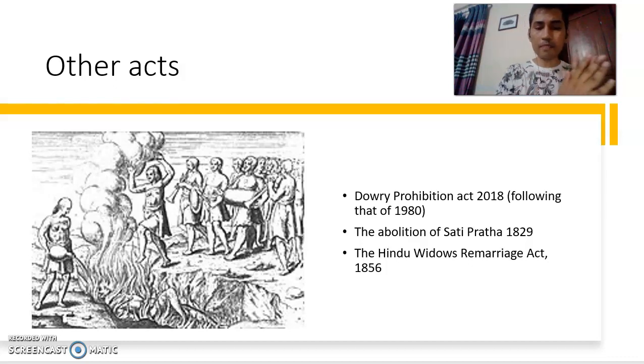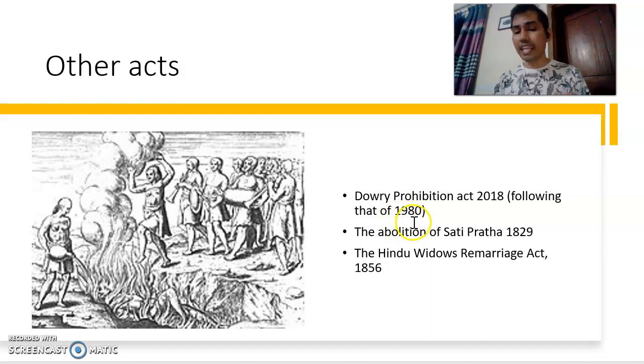So what is the other act that says the same thing? For example, the Dowry Prohibition Act, যৌতুক নিরোধ আইন. It was first enacted in 1980, and it was later corrected.